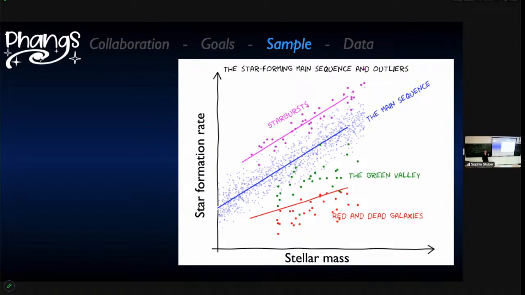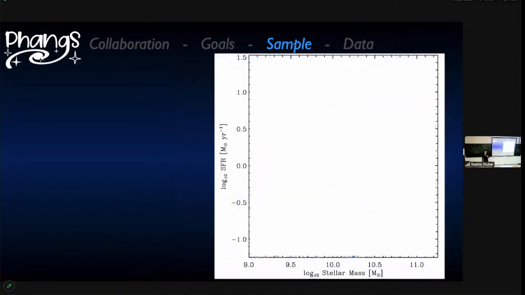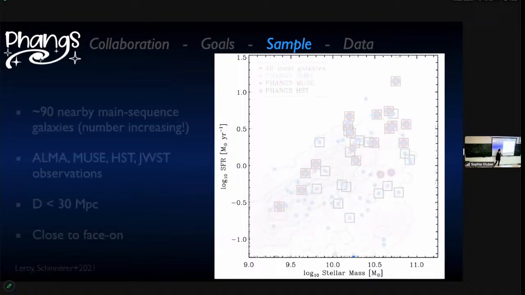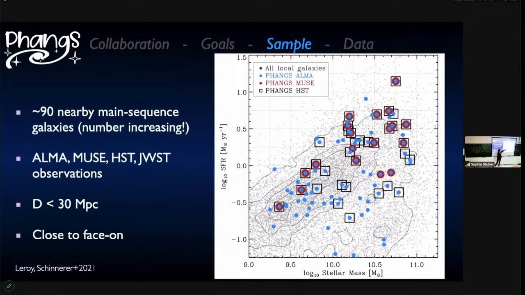But if we now want to study the typical star formation in typical galaxies, then we want to have galaxies that are on this main sequence. And that is also how they are selected. So here's now the actual plot showing the star formation rate and stellar mass. In gray are data points from the z0MGS survey, so just typical nearby galaxies. And the blue data points are the galaxies observed with ALMA in our PHANGS sample, which is about 100 galaxies.